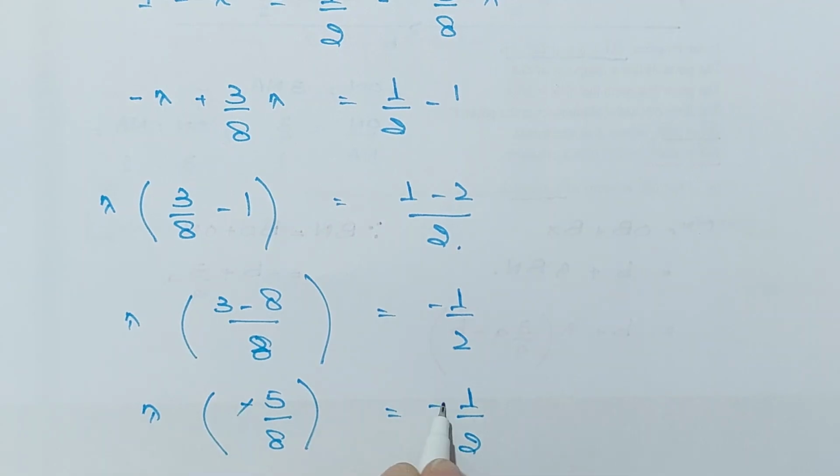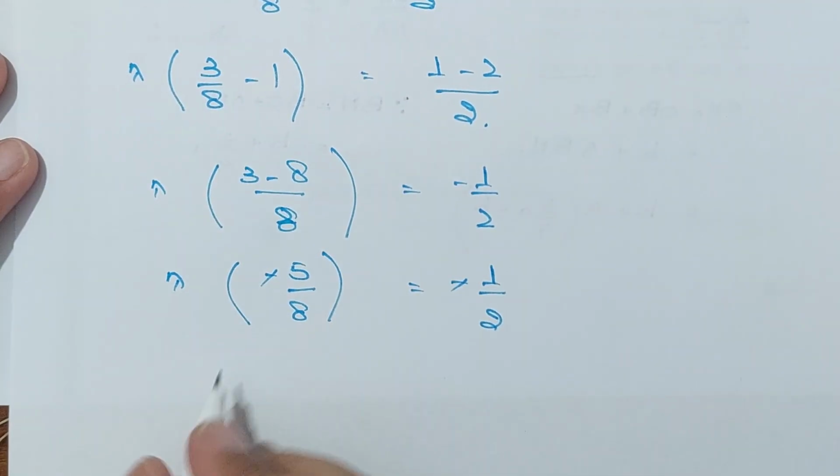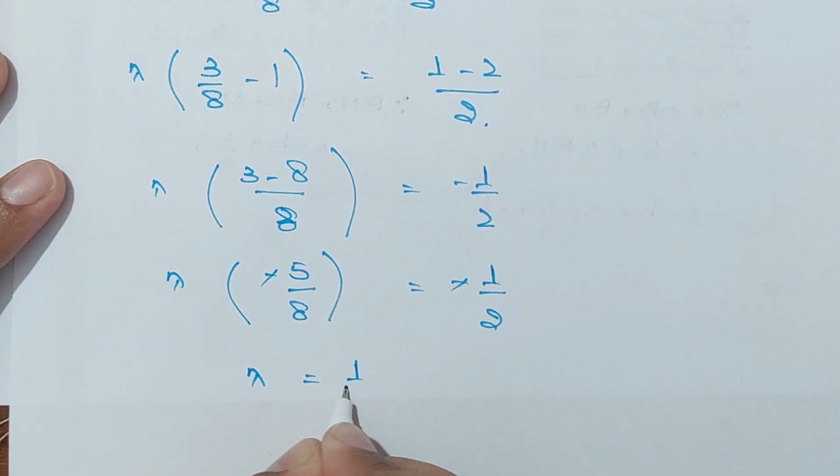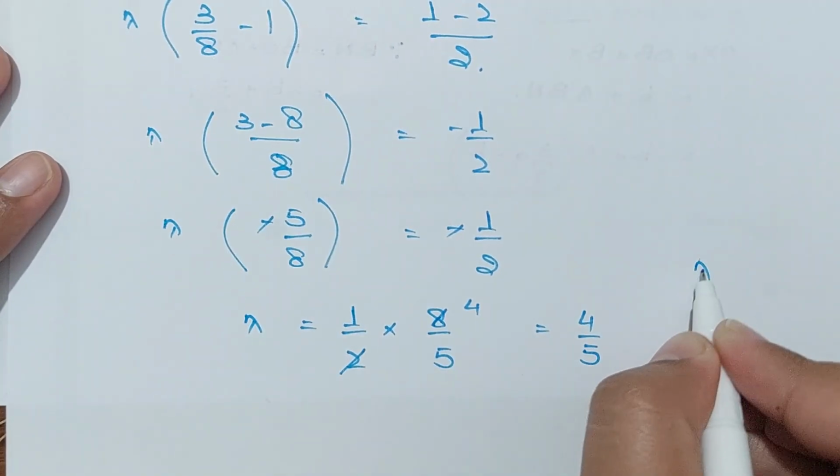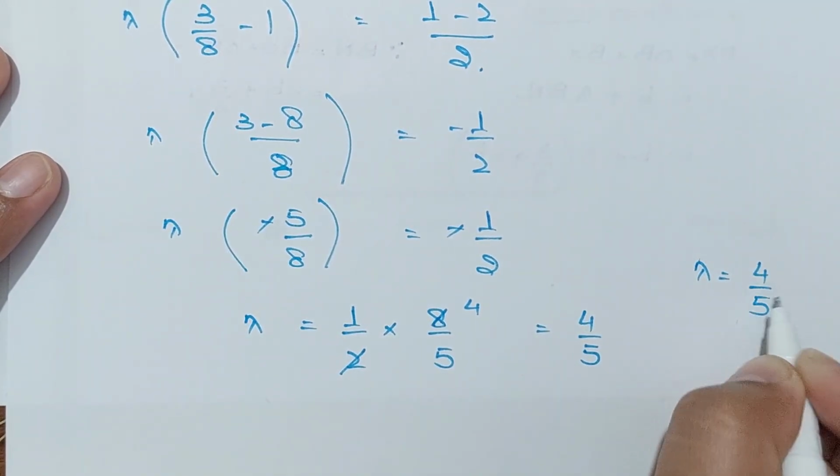So you can cancel the negative signs on both sides. So from here lambda would be equal to 1 by 2 multiplied by 8 over 5, the reciprocal. 2 times 5 is 10... 1 by 2 times 8 is 4, which gives 4 by 5. So lambda is 4 by 5. We are done with lambda, which is 4 over 5.